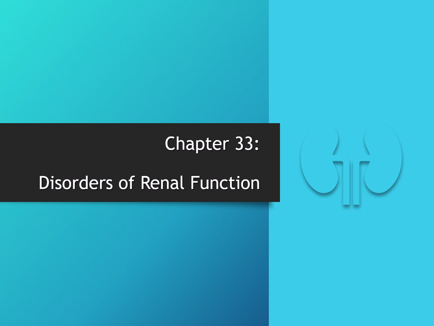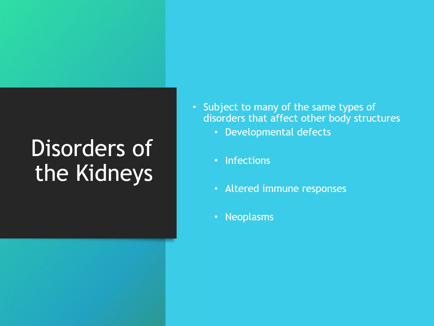Chapter 33 discusses different disorders of renal function. So, when we talk about disorders of renal function, your kidneys, just like any other tissue in the body, are subject to many of the same types of disorders that can affect any body structure or tissue. So, they can suffer from things like developmental defects.